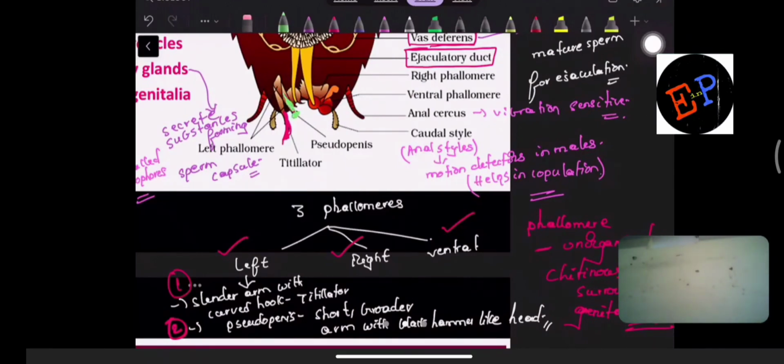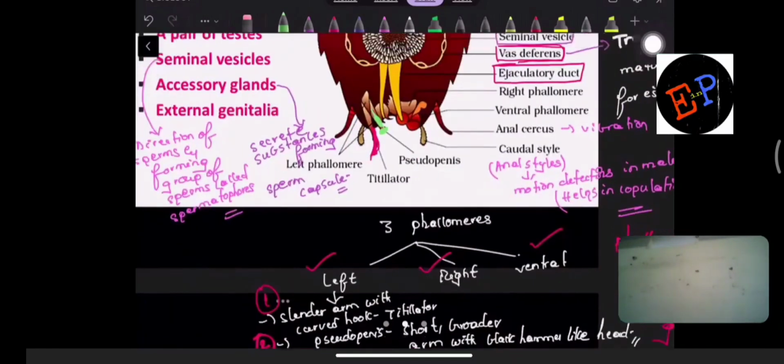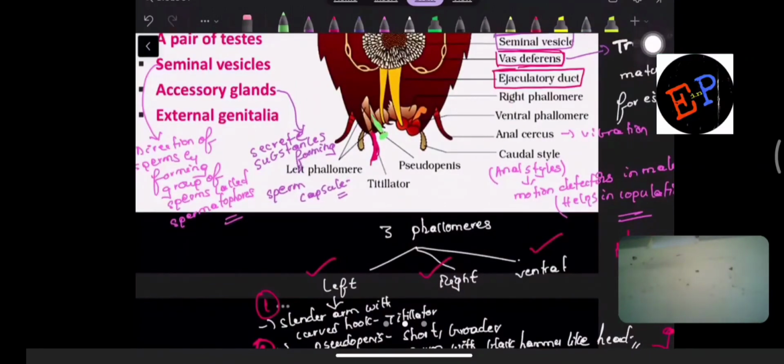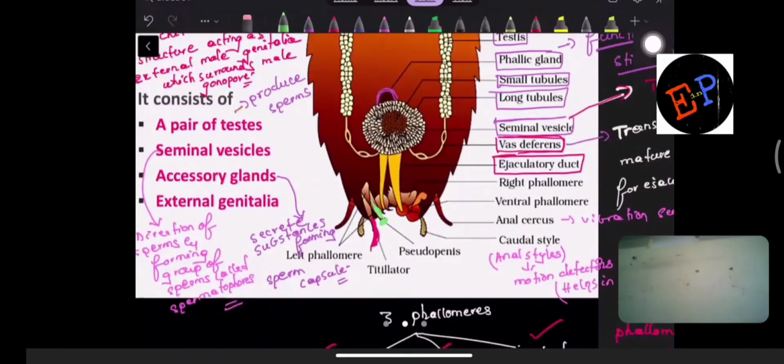And the second part which is present in this left phallomere is called the pseudopenis. It is in the shape of a hammer type of body, that is called a pseudopenis. So a short, broader arm with a black hammer-like head, that is the description of a pseudopenis. This titillator and pseudopenis are both present in the left phallomere. And we have right phallomere also, we have a ventral phallomere also. Understood? If a question is asked on phallomeres, it will be asked only on these regions.